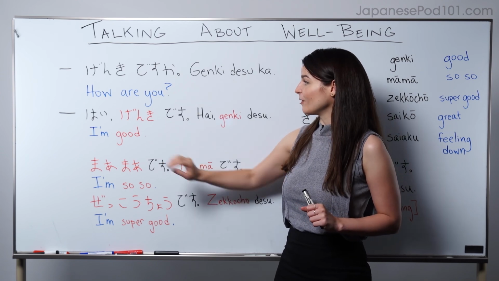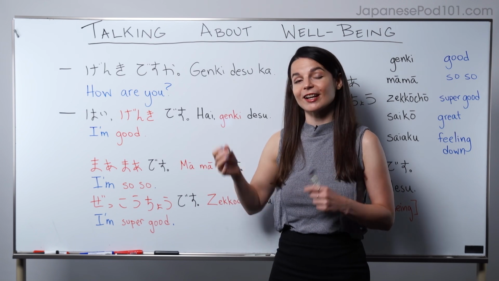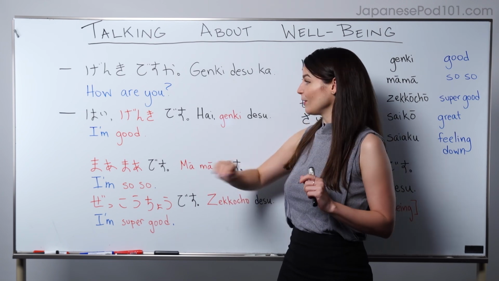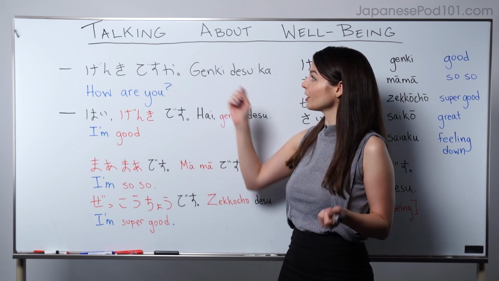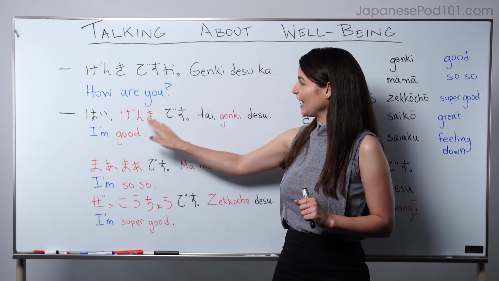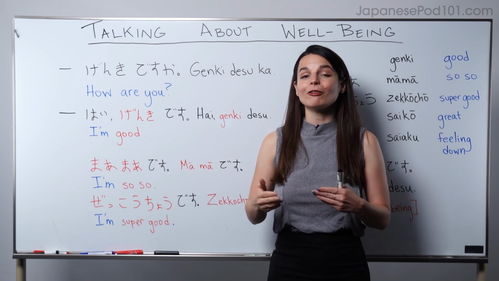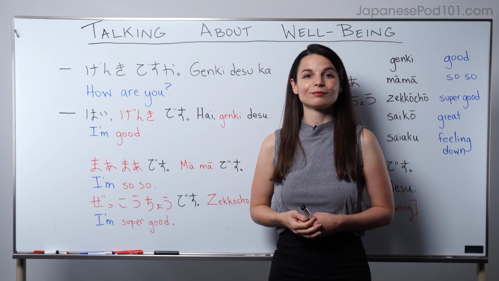In this dialogue, we see here in red, genki. We learned in the vocabulary section earlier that genki is used to mean good. We typically use it in response to this question, genki desu ka, which literally means, are you good? The response, はい、元気です. Yes, I'm good. Let's take a look at a few more examples that use different well-being words.